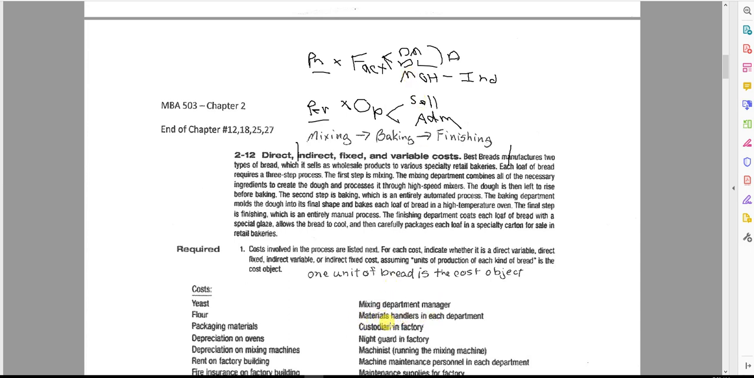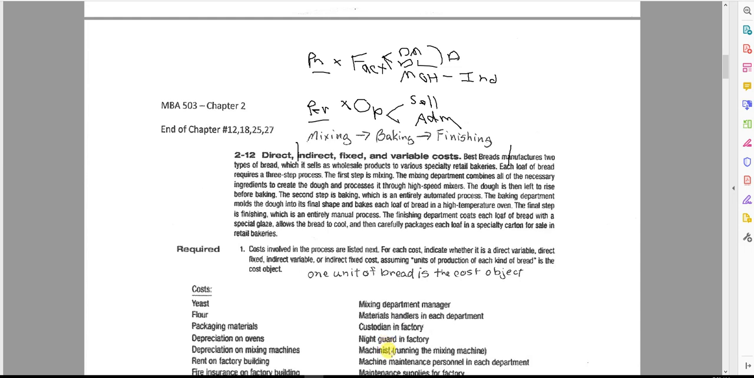Now, you could assume that materials handlers actually make the product, in which case it would be direct labor. This one doesn't. But anyway, if salaried, they're fixed. If hourly, they're variable. Custodian in the factory, again, it's a product cost. They don't touch the product, so it's manufacturing overhead. So it's indirect and it's fixed probably. Their salary wouldn't vary based on the number of bread items you made. Night guard in the factory, same thing, indirect fixed.